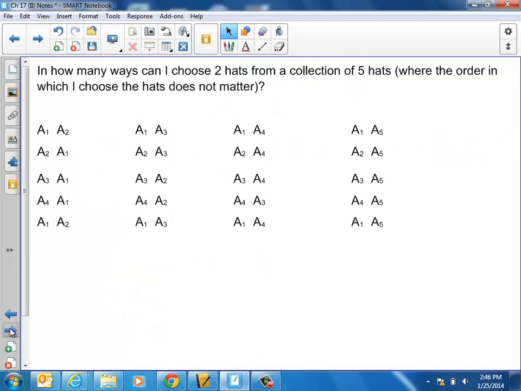Okay, so there we go. We found how many different ways you could choose 5 hats if the order in which you chose those hats matters. Okay, now let's build on that a little bit.